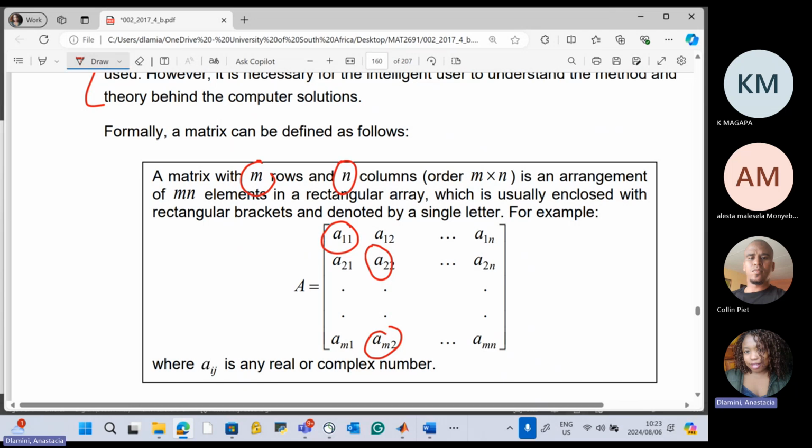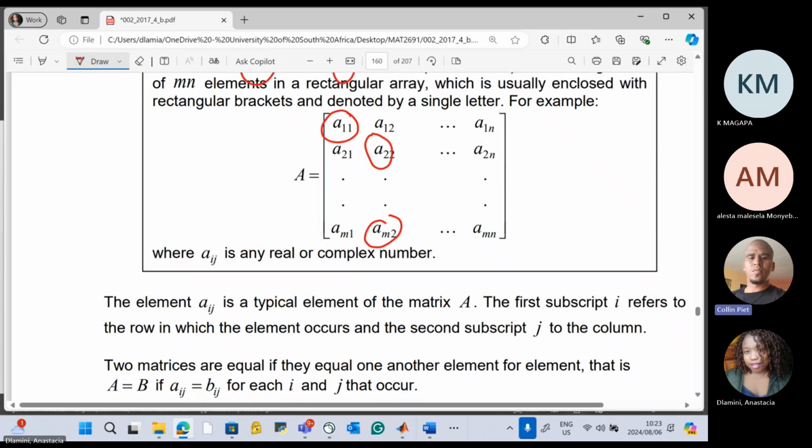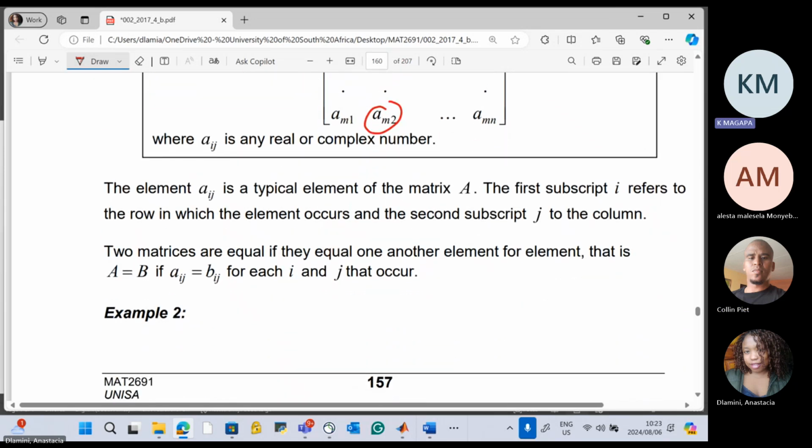Okay, so now they're saying that Aij is any real or complex number, meaning the elements can be either real or complex numbers. Are we together, yes or no? Yes, ma'am. So now they say the element aij is a typical element of a matrix A. The first subscript i refers to the row. As we said, this is ij, so we have the ith row and jth column.